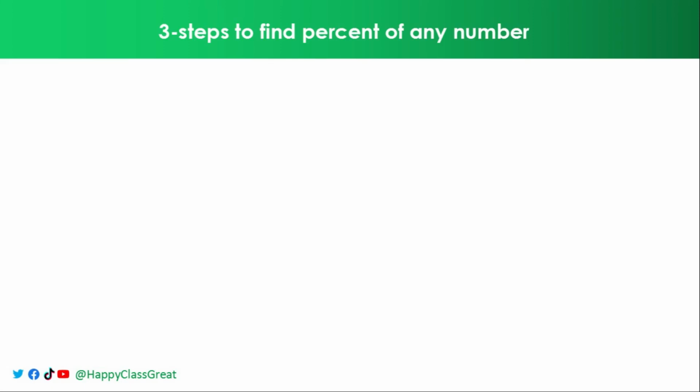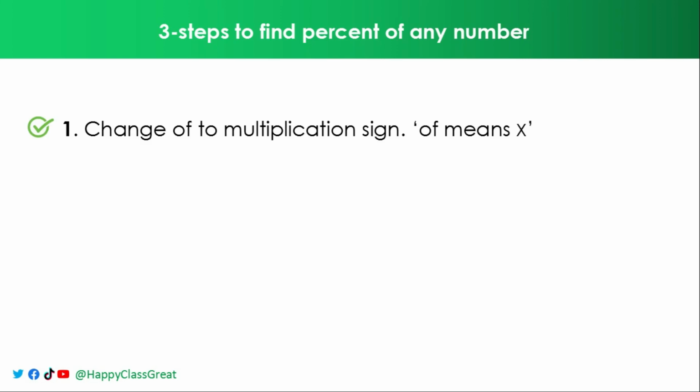So let's jump right in. There are 3 steps to find the percentage of any number. The first step is that you change the "of" to a multiplication sign.